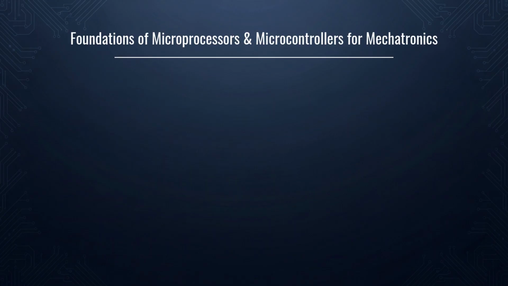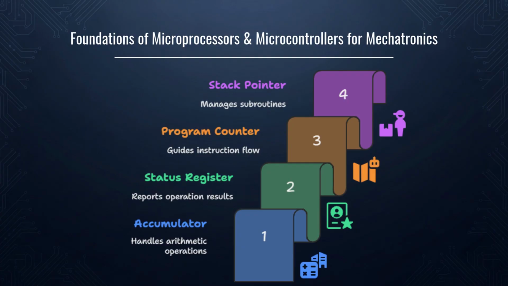And that brings us to the end of our deep dive into microprocessor registers. We've seen how each one plays a unique and indispensable role, from the accumulator handling arithmetic, to the status register reporting results, to the program counter guiding instruction flow, and the stack pointer managing subroutines. Together, they form the backbone of the CPU's ability to execute programs efficiently.